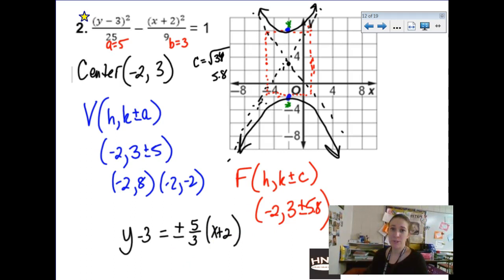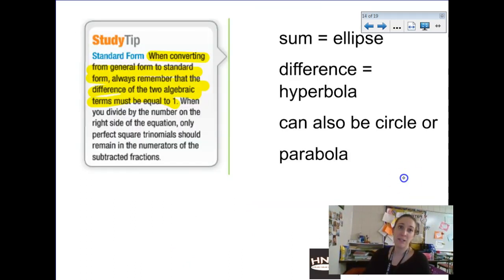We'll leave it just like that in point slope form. Alright, let's skip ahead and do a completing the square question.